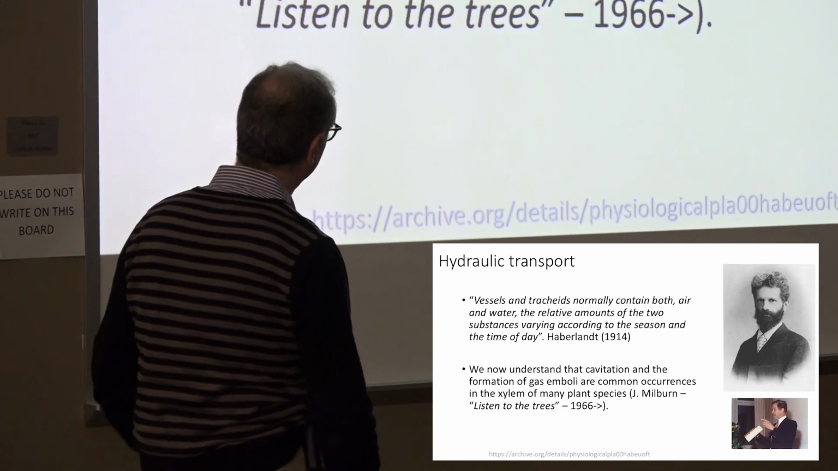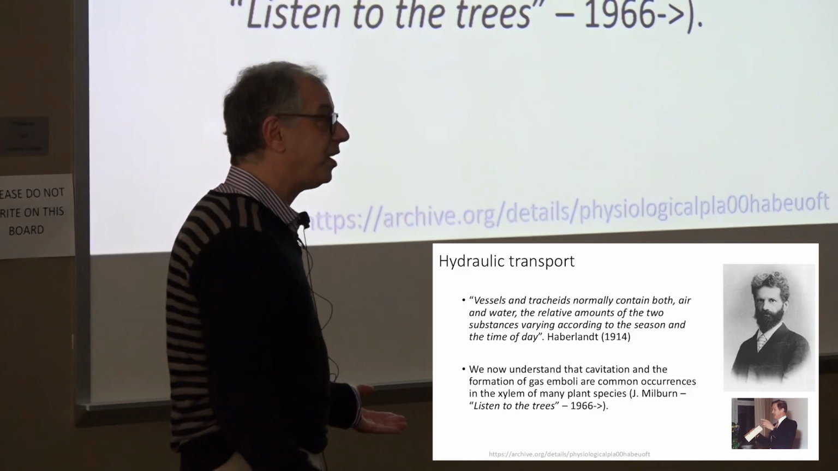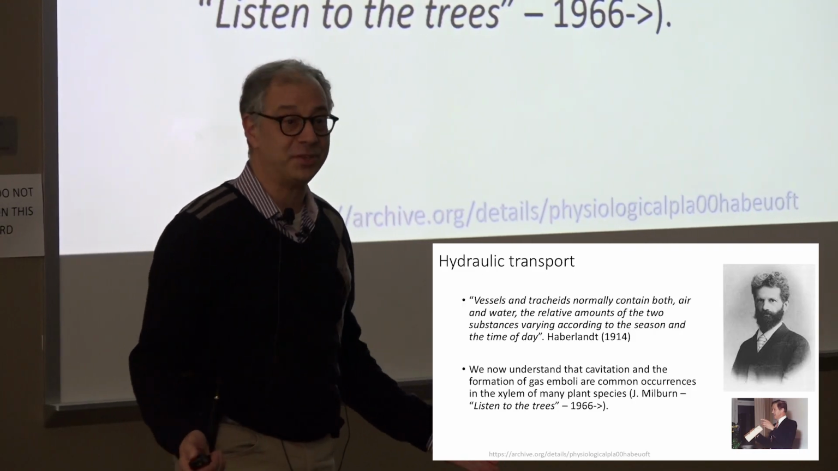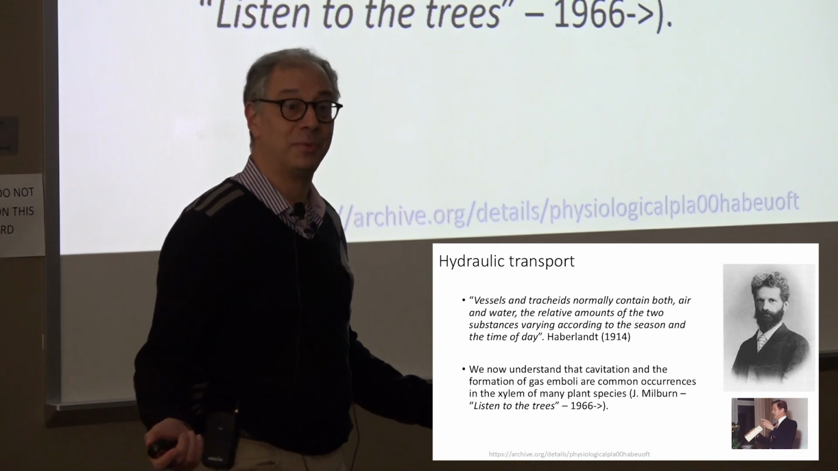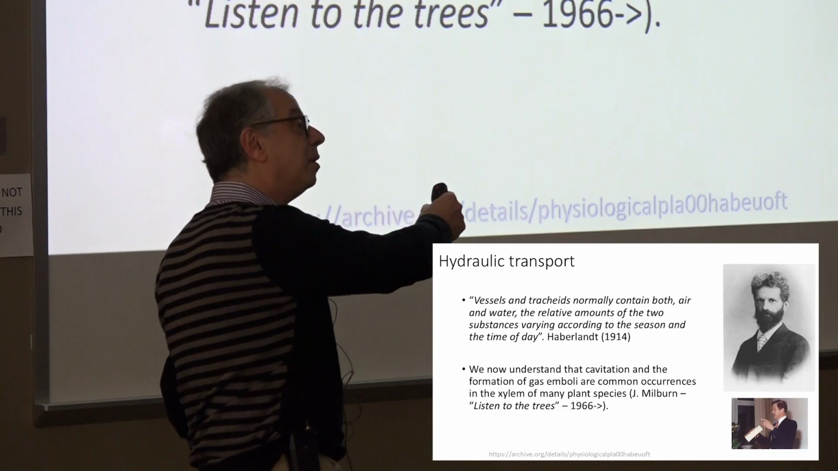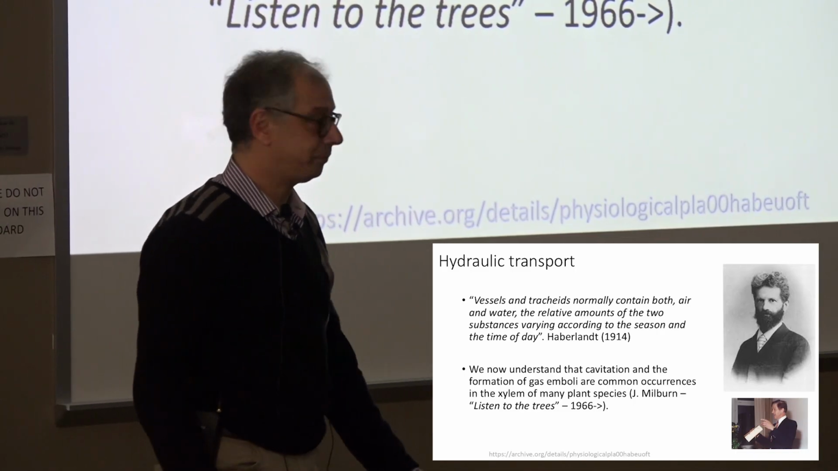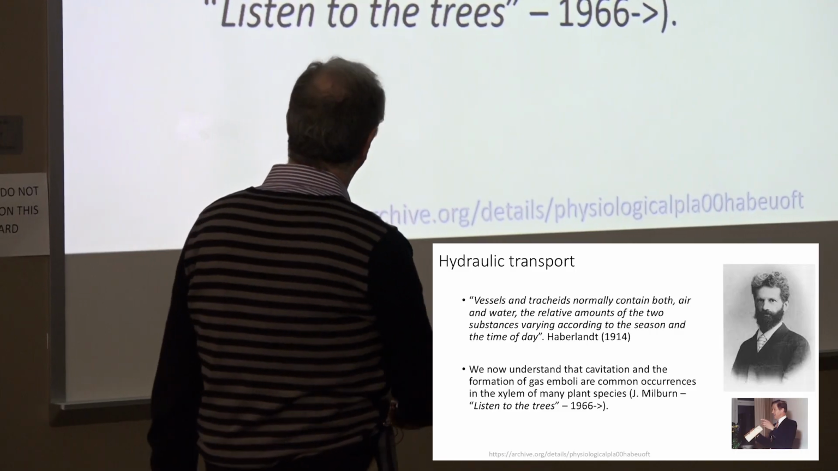So this was 1966, and John Milburn's work seemed to suggest that formation of air is not an uncommon feature. It's happening all the time, and that was a surprise to the cohesion-tension theory that was envisioning water being pulled up as a single column all the way from the soil to the leaf. Okay, so now what?